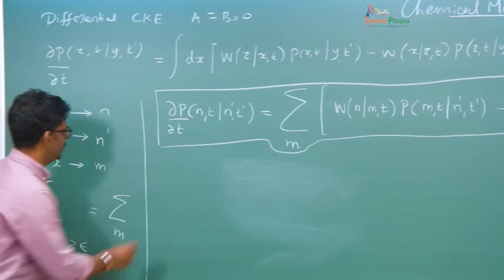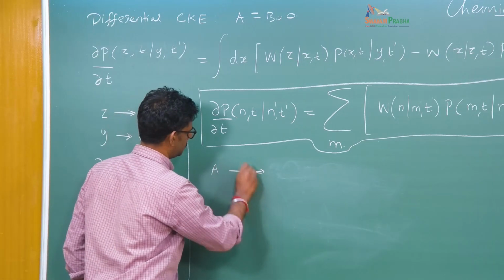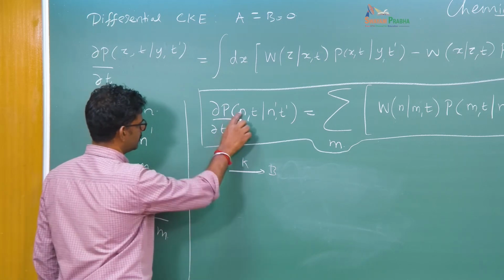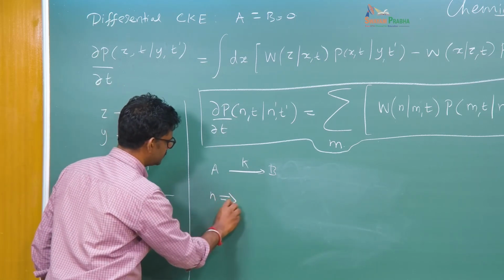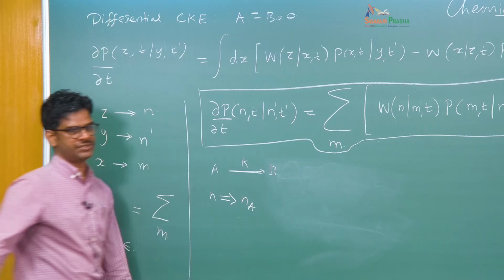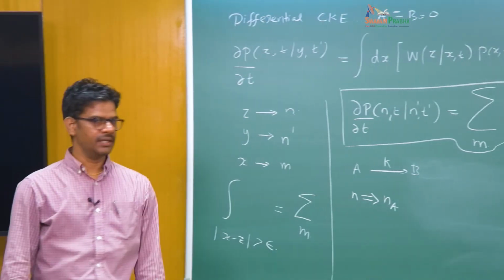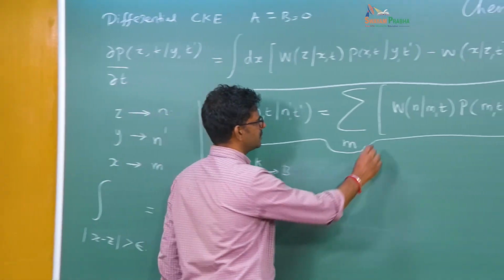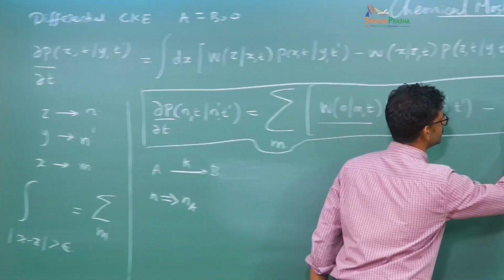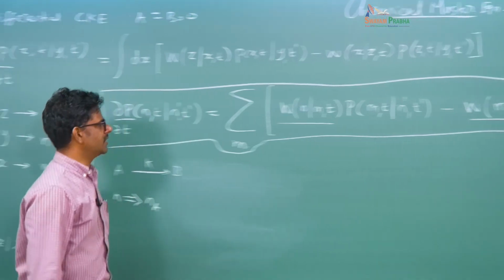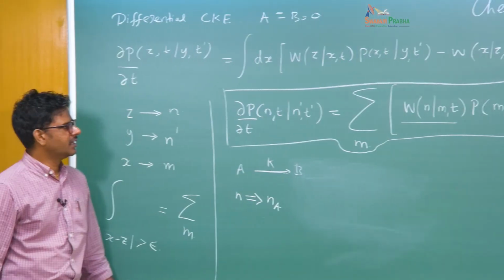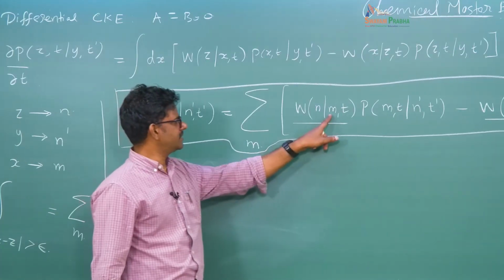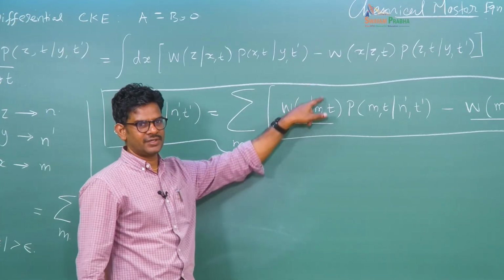So for the reaction A to B, this Na basically means the number of molecules of A. So that we have specified. And then what we want to do now is, what about these terms? Remember, these are the transition probabilities: given the state is at M and T, what's the rate that it will go to M?